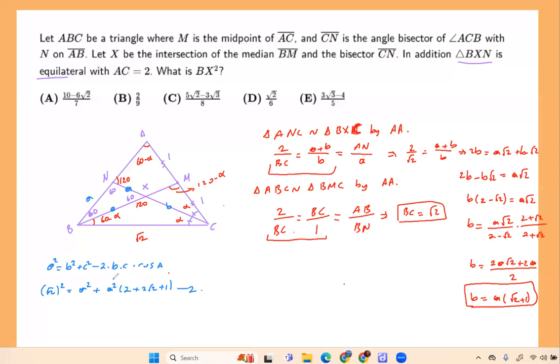Minus 2 times BC. B and C are basically these two sides. So A times root 2 plus 1, and then times cosine 120. Cosine 120 is one of the angles that we have to remember, so that is what we are going to plug in, right? If you don't remember cosine 120, just a reminder.